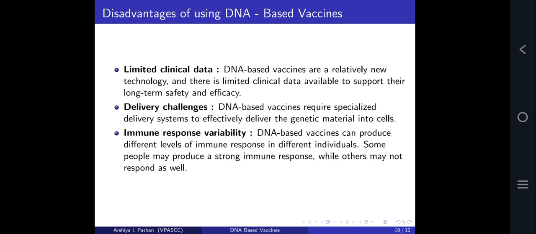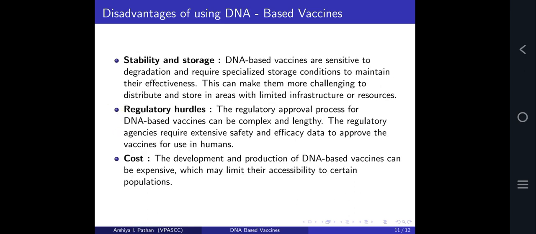Limited clinical data: DNA based vaccines are a relatively new technology, and there is limited clinical data available to support their long term safety and efficacy. Delivery challenge: DNA based vaccines require specialized delivery systems to effectively deliver the genetic material into the cell. Immune response variability: DNA based vaccines can produce different levels of immune response in different individuals. Stability and storage: DNA based vaccines are sensitive to degradation and require specialized storage conditions to maintain their effectiveness.